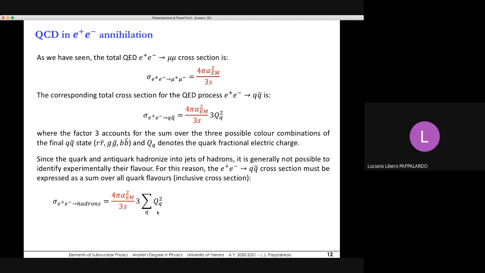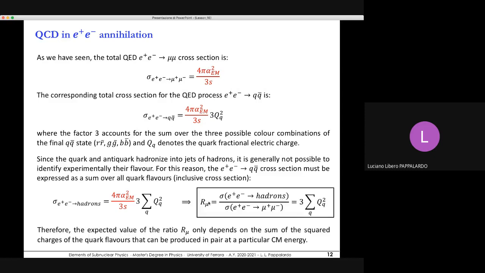And now we can really compare the pure QED annihilation cross-section with this electron-positron into hadrons cross-section, and we can take the ratio of the two. When you take the ratio, only the part in black remains, which is indeed 3 times the sum of the squared fractional charges.